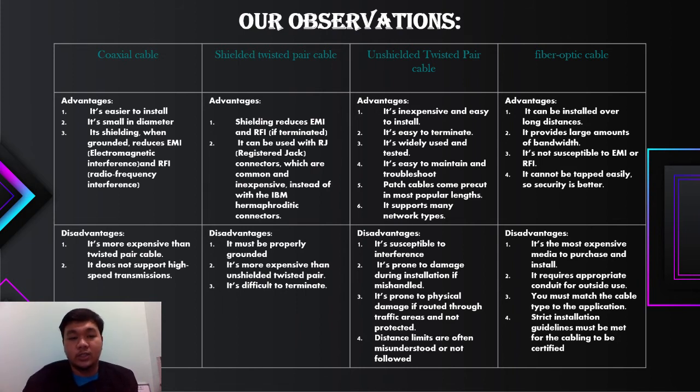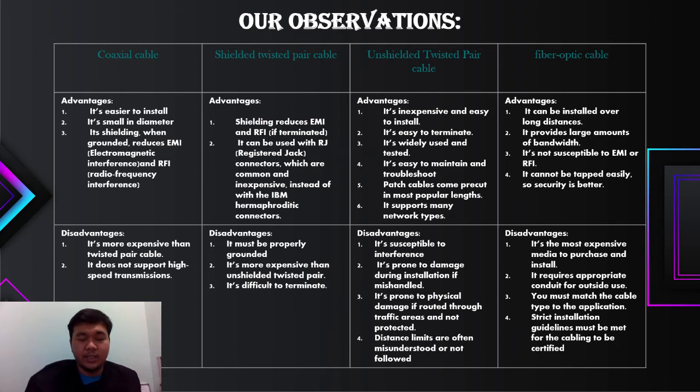The advantages: shielding reduces EMI and RFI, which means the insulated part helps in reducing electromagnetic interference and also radio frequency interference. Secondly, it can be used with RJ, registered jack. It's a connector that is quite cheap and commonly used. You can find it in your home. I think there are still ports in old houses. I don't think new houses do, but I'm not sure. And it is used instead of the IBM hermaphroditic connectors, which are more expensive compared to the RJ.